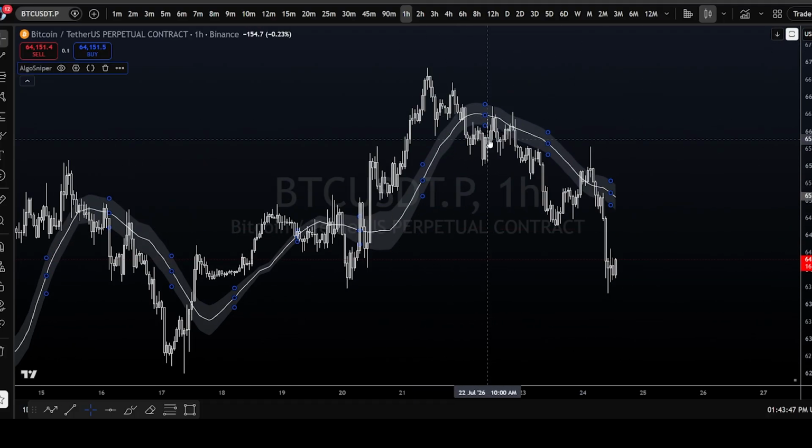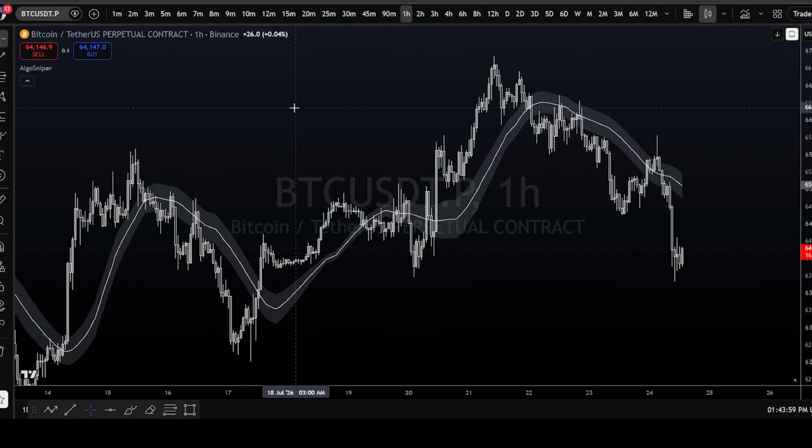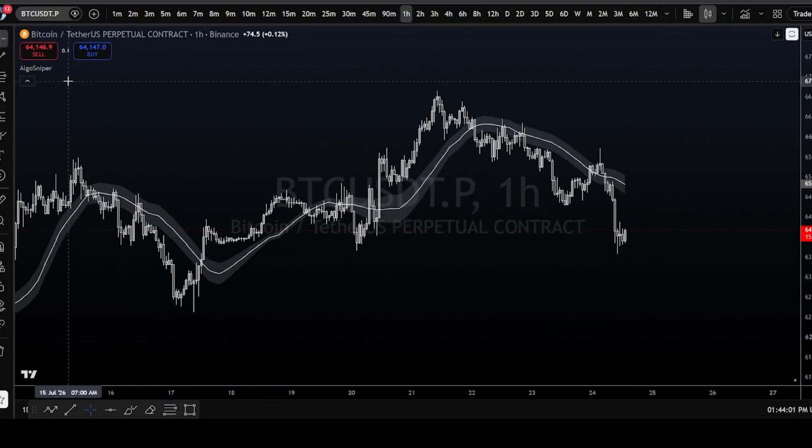You can see here, it broke under it, rejected it, rejected it. These could be short entries. You could be shorting, using this as short entries. Breaks under, you can see momentum is flipping. So this whole indicator system is a momentum-based indicator.